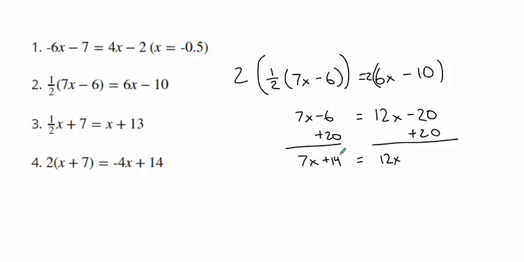All right. So now I can subtract 7x. I have 14 is equal to 5x. Ooh, that is not a nice number. But if I divide by 5, 14 fifths, or 2 4/5. Or if I write that as a decimal, 2.8.